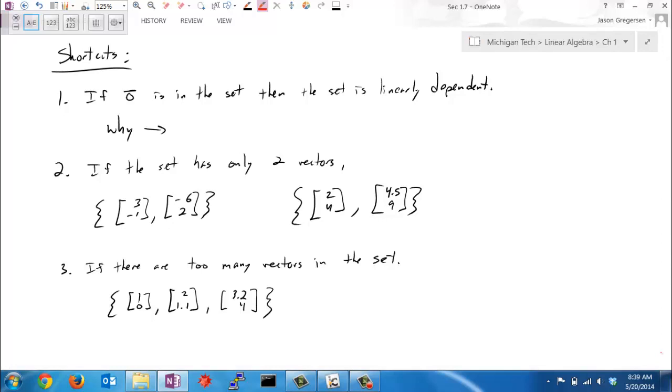So the first one is, if 0 is in the set, then the set is automatically linearly dependent. Now that's a 0 vector, of course, not a 0 like in one of the components. But if the 0 vector is in the set, then it's automatically linearly dependent. No analysis needed.